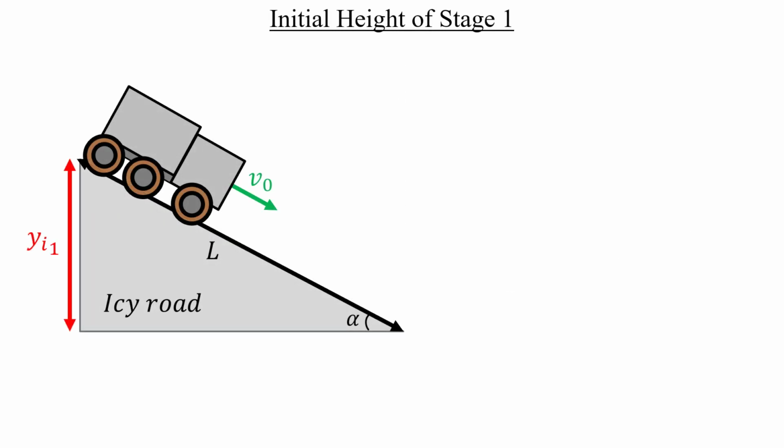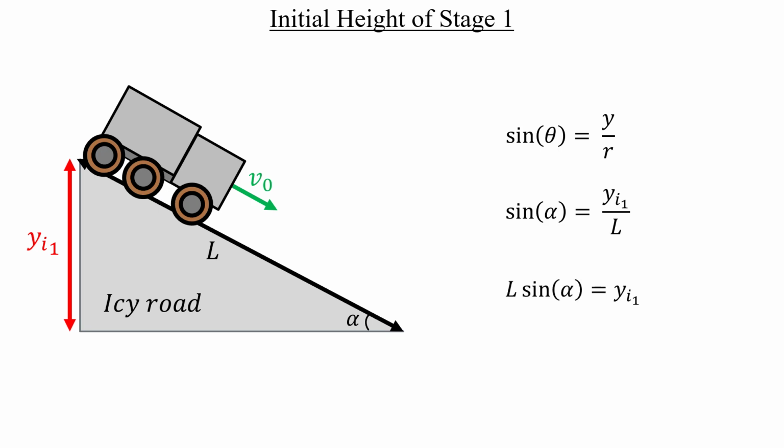If we want the initial height in stage 1, we're going to need the definition of the sine function. Let's plug in the quantities for our problem into that definition, like this. We can isolate the initial height on the right-hand side by multiplying both sides by the length of the road, capital L. And that's all it takes.